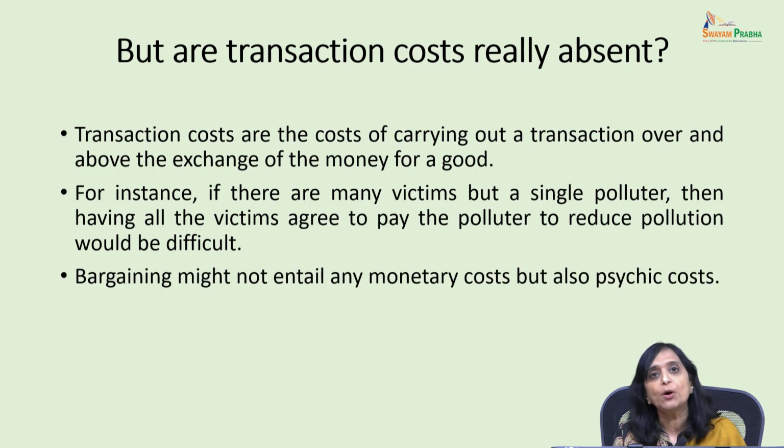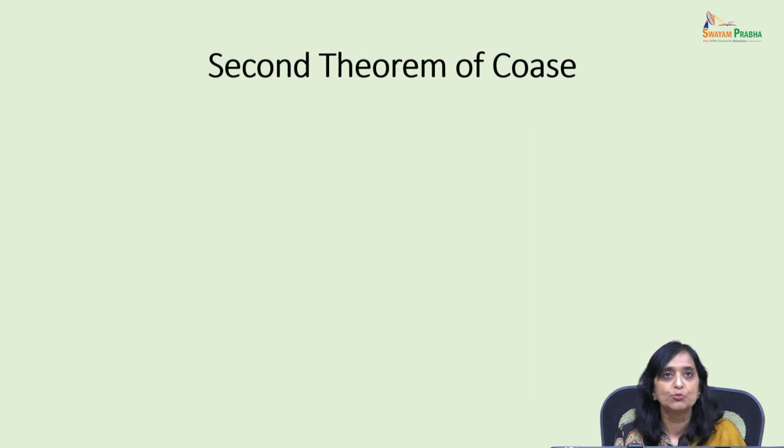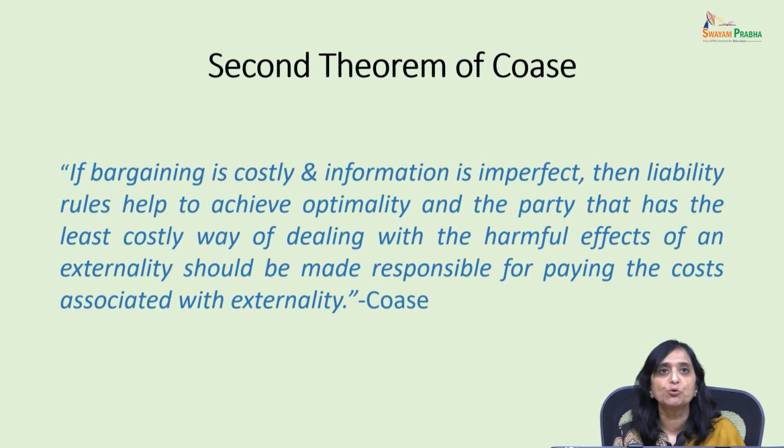And bargaining talks not only about monetary cost, but also psychic cost. We have just said that you should be able to monetarily put a value on the costs associated with pollution. But bargaining in itself also involves certain mental and psychic costs, which we are not accounting for in the Coase theorem. Hence, the second part of the Coase theorem comes into the picture. The first part, we have seen, says that if transaction costs are not there, it doesn't matter who actually owns the property rights, because if they bargain with each other, it boils down to the same situation. So whether the right of pollution is with the polluter or the right of clean air is with the victim, if they are able to bargain, they will reach the market-determined efficient solution.